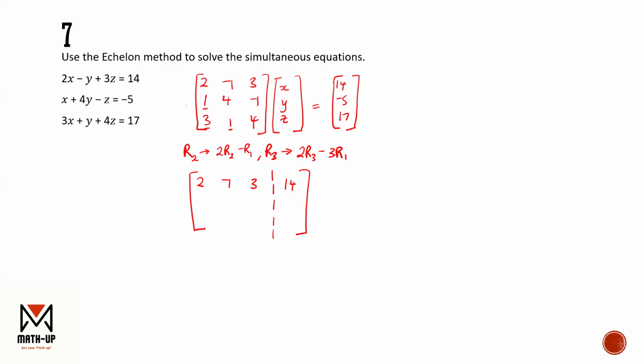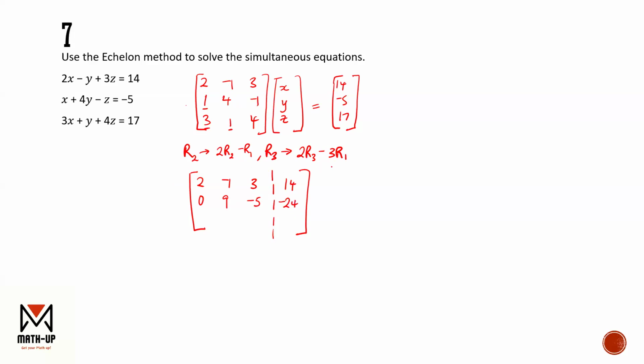Yeah. And then row 2 has changed to 2 times row 2 minus row 1. So what was 1 now becomes a 0. We'll have 2 times this. 2 times 4 is 8, and 8 minus 1 becomes 9. And then what was -1, we'll have 2 times that, which is -2, and -2 minus 3, that's -5. And then for -5 here in the solution, we have -5 times 2, which is -10, minus 14. That's going to give us -24.